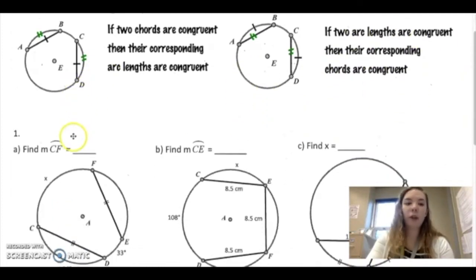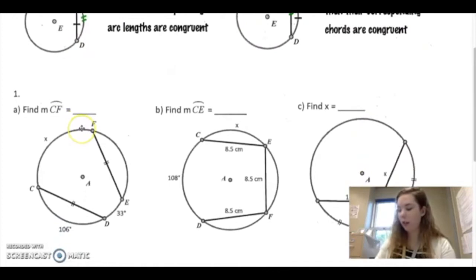All right, so find the measure of arc CF. So we're trying to find this one. Since we know these two are the same, that means this one is also 106. So you have these all figured out. So if you take 360 minus 106 twice minus 33, you know that this one is 115.